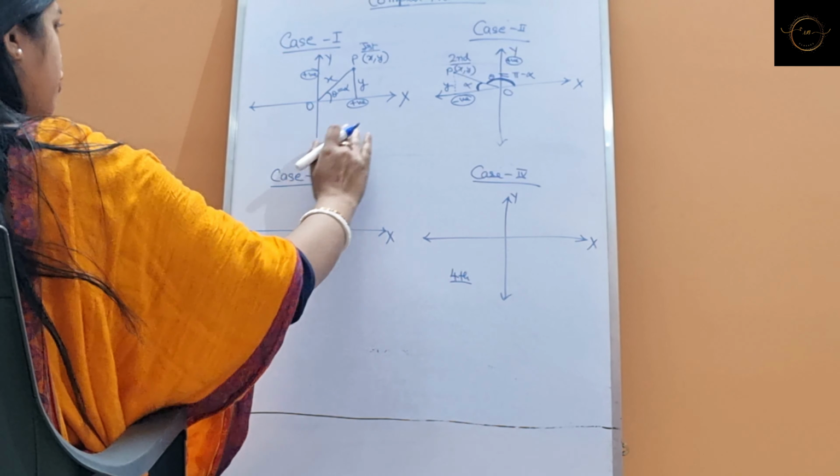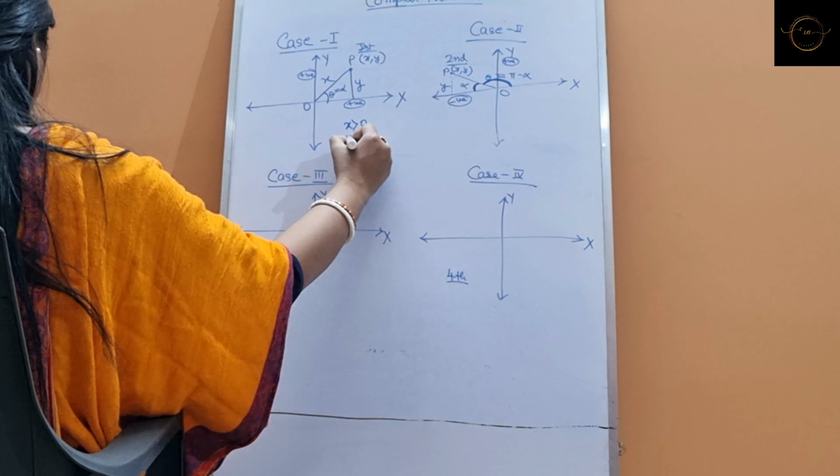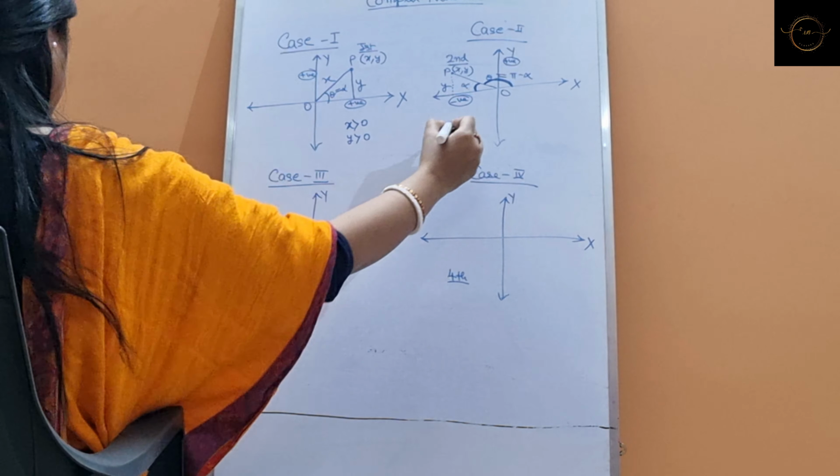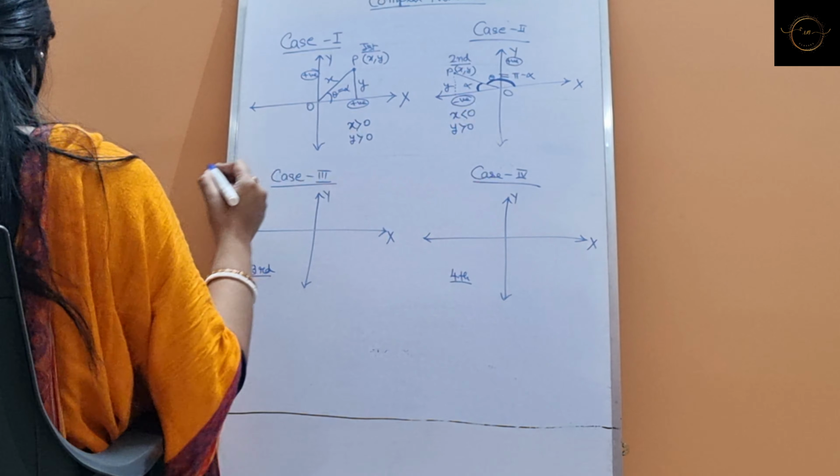So this is the first quadrant. This is the second quadrant. Here we know x is greater than 0, y is also greater than 0. Here we know x is less than 0, y is greater than 0.